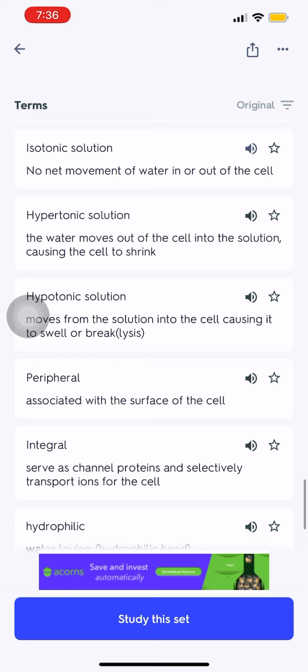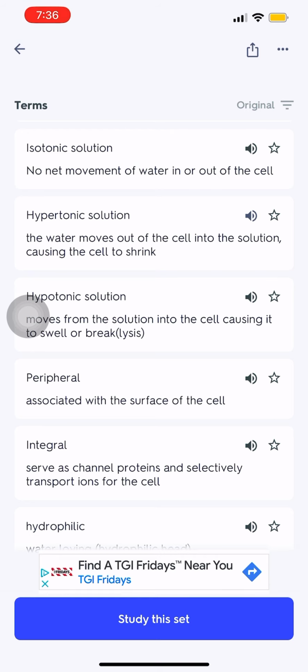Isotonic solution, no net movement of water in or out of the cell. Hypertonic solution, the water moves out of the cell into the solution, causing the cell to shrink. Hypotonic solution, water moves from the solution into the cell, causing it to swell or break.